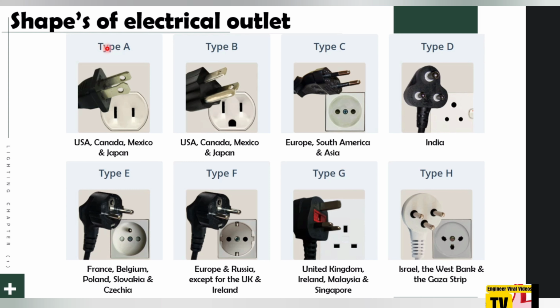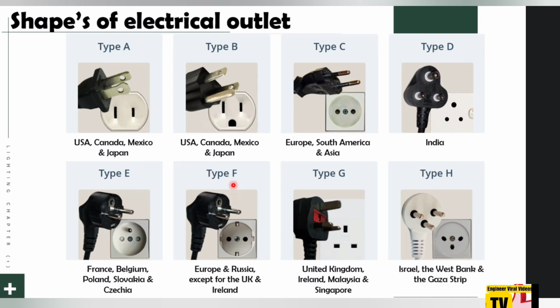Type A is often used in the United States of America, Canada, Mexico and Japan. Here is the shape of type B, used also in the United States of America, Canada, Mexico and Japan. Type C is used in Europe, South America and Asia. Type D is only used in India. Type E is used in France, Belgium, Poland, Slovakia and Croatia.